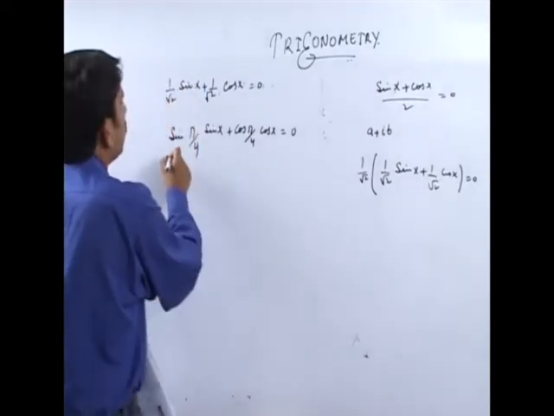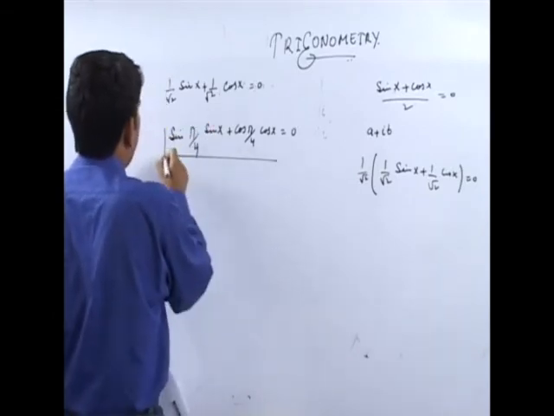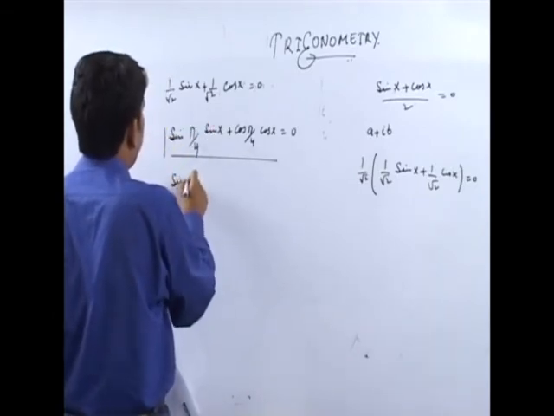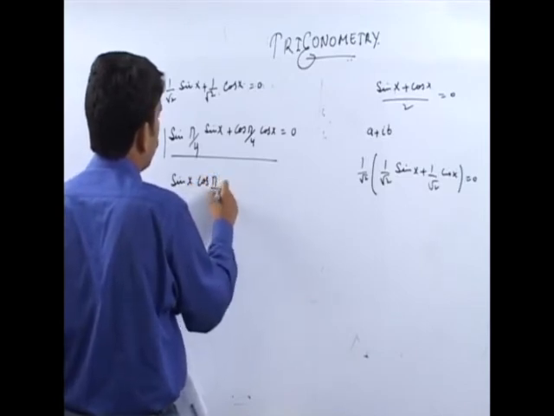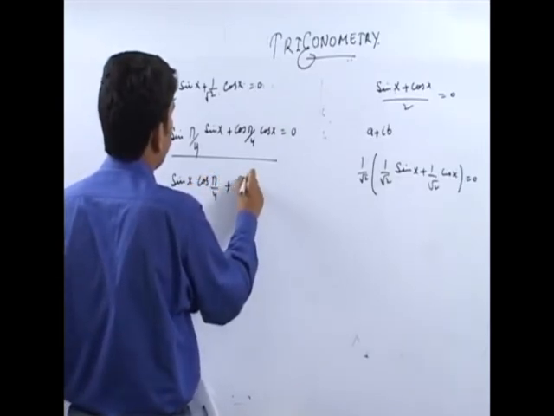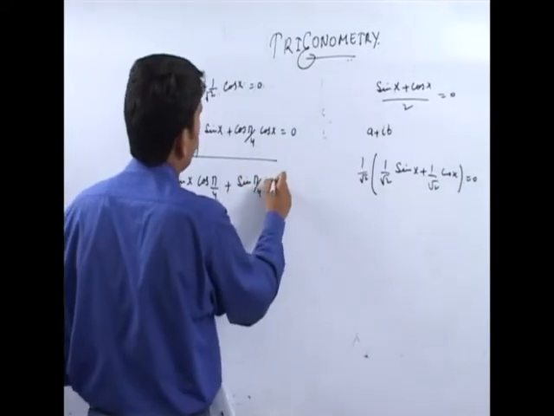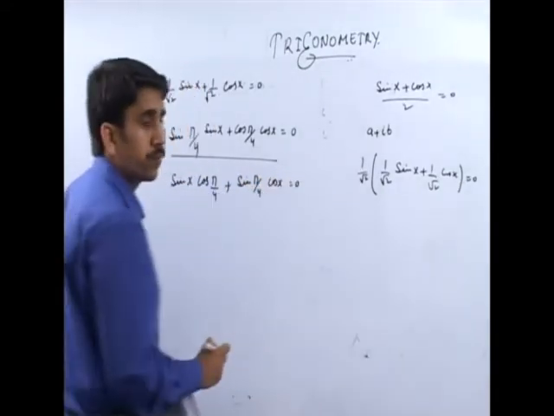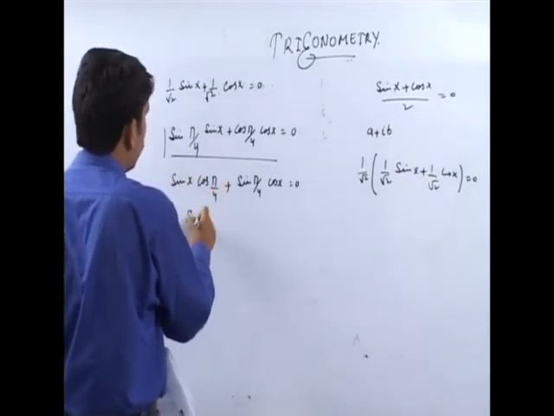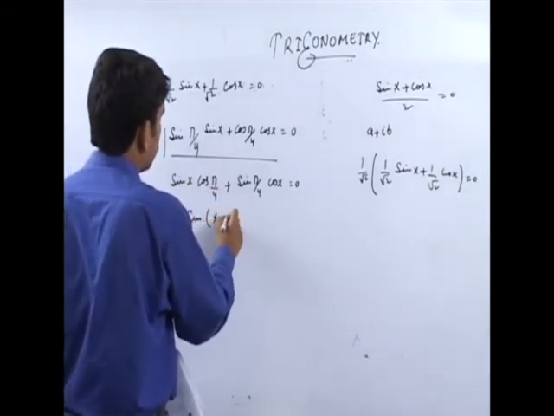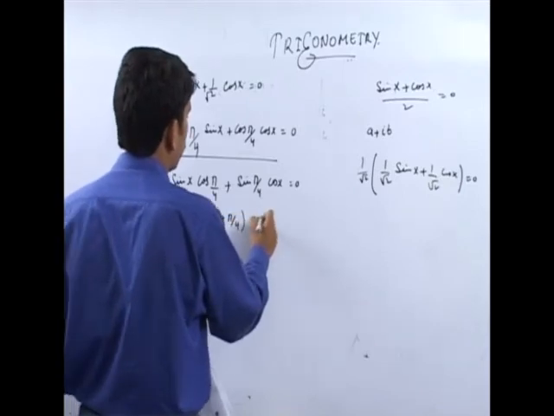Or you can take it another way: if it is sin x, then for 1 by root 2 you can take cos of pi by 4 plus sin pi by 4 into cos x. In both ways you can do. This is what? This is sin a cos b plus cos a sin b. So this is sin of x plus pi by 4 is equal to 0.